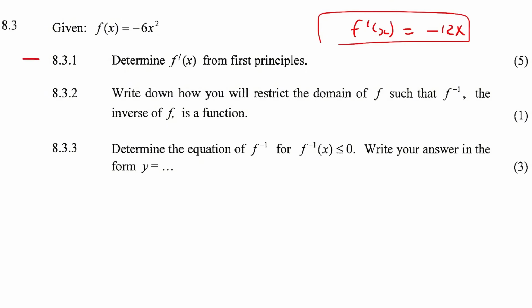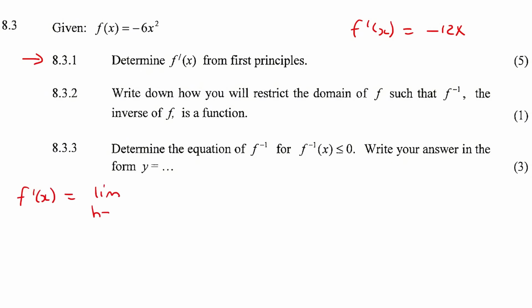So when you get to the end of this question, if you don't have that as your answer, you have made a mistake. Let's go do this now for 5 marks. So we know that the first principle formula goes like this. Okay, we got to say limit as h goes to 0, f of x plus h minus f of x all over h. Okay, so I'm going to start with over here.